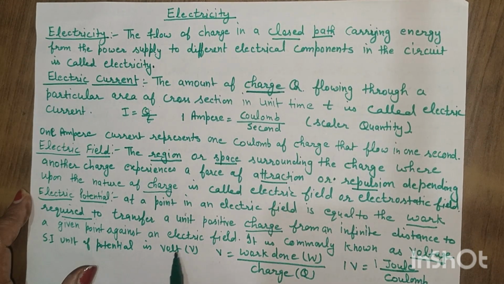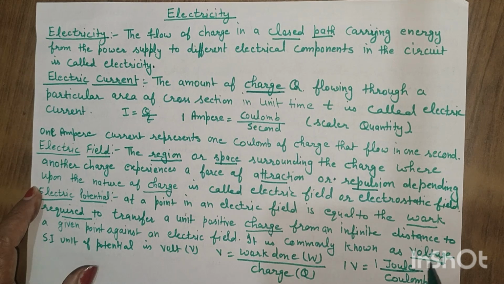The SI unit of potential is volt, and 1 volt is equal to work done by charge. Work done is measured in joules and charge is measured in coulombs. Now what is 1 volt? 1 volt is represented when 1 joule of work is done to flow 1 coulomb of charge.